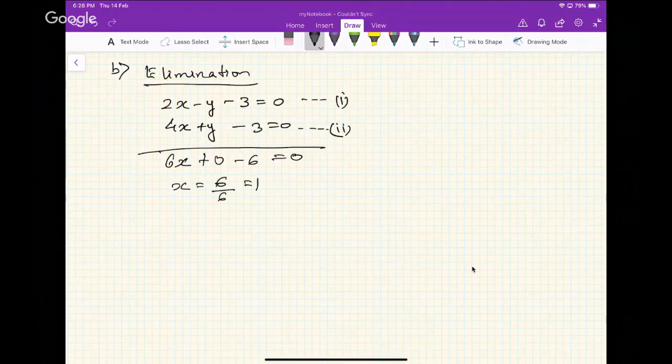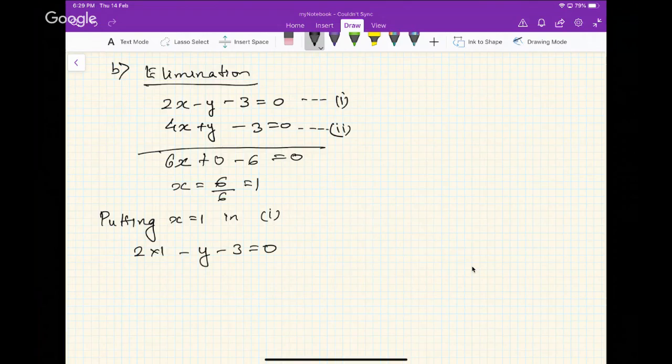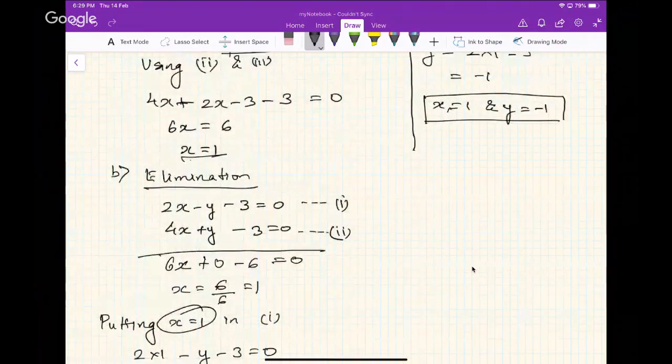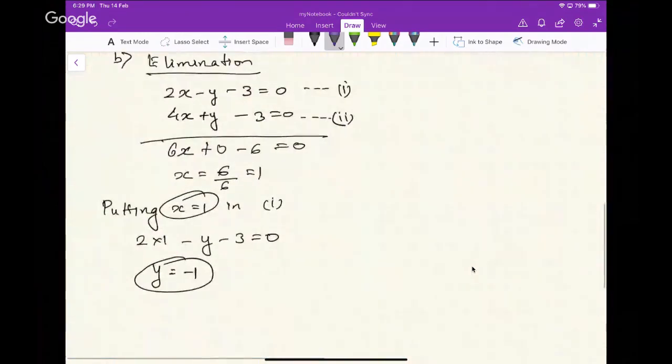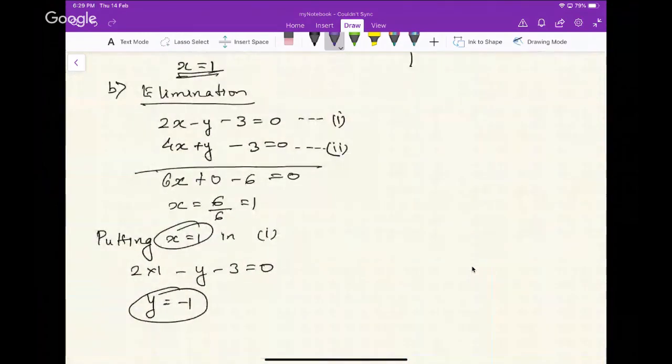Now what you can do is put x back into any of these equations and find the value of y. For example, putting x equals 1 in, let's say, equation 1, it will become 2 into 1 minus y minus 3 equals 0. So hence y is clearly 1. If you see, this is matching with our previous solution. Whatever we found out here, x equals 1, y equals 1, is the solution we obtained in the previous case through substitution. The same thing we are getting through elimination as well, right?